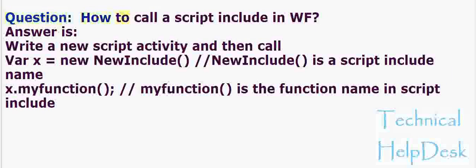Question: how to call a script include in WF? Answer is: write a new script activity and then call var x = new NewInclude(), where NewInclude is the script include name. Then x.myFunction(), where myFunction is the function name in the script include.